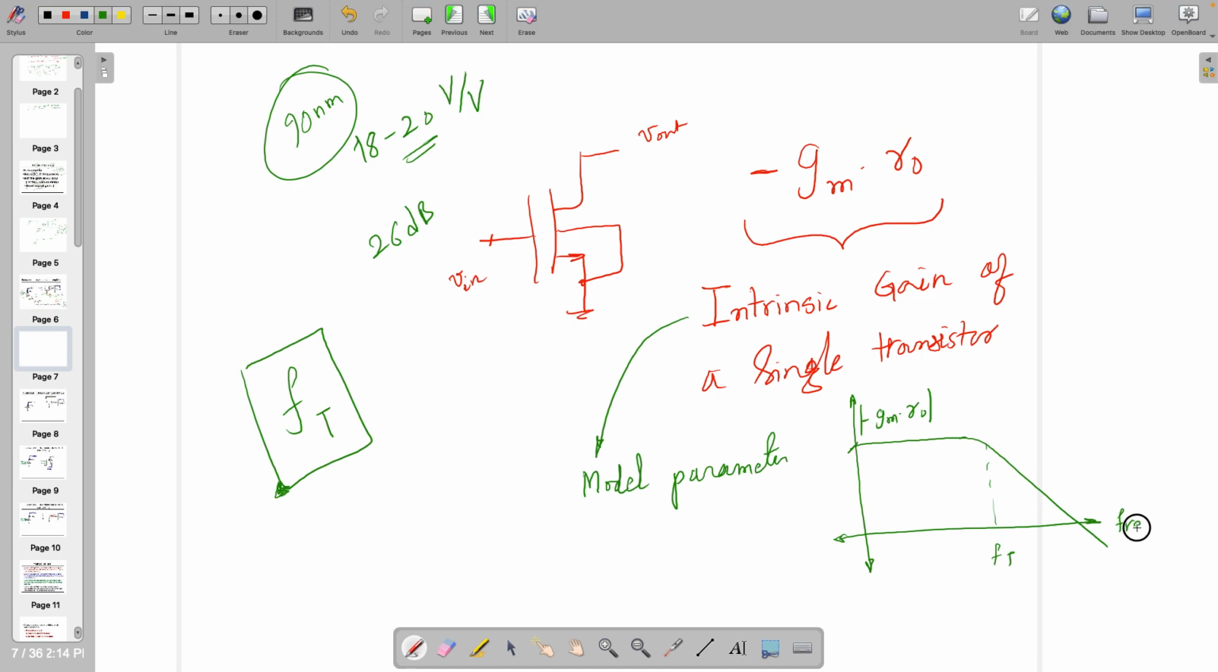So this is frequency with respect to the magnitude of a single transistor. This is known as intrinsic gain. This is going to be known as transit frequency, which we already talked about. I'm keeping it just for revising what we studied, right? No problem, right?